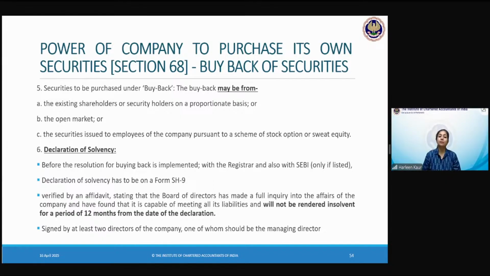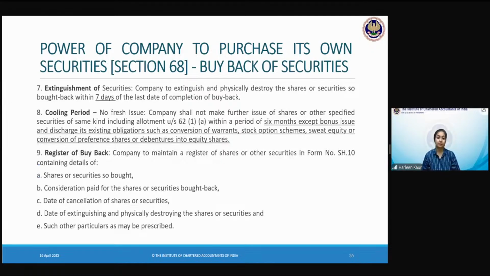SH9 is filed with the registrar and SEBI. Only for listed companies will you go to SEBI, not for unlisted companies. It shall be signed by 2 directors, one of them being the MD. And for how long will they not be declared insolvent? Both places the period is the same, 12 months. It shall be wound up within 12 months from buyback, and the declaration of solvency is also for 12 months.